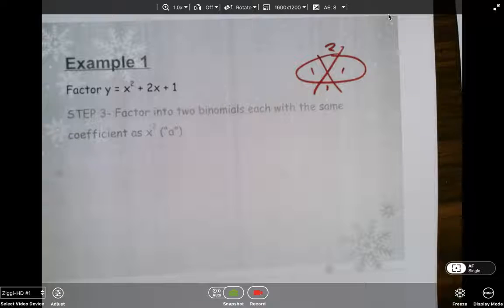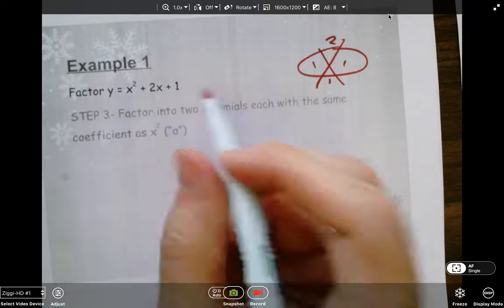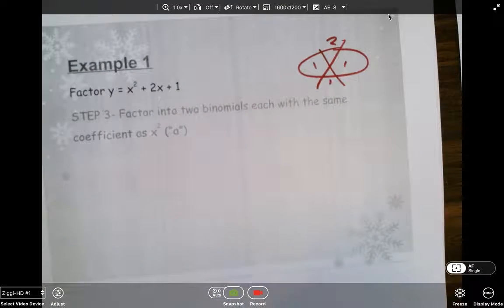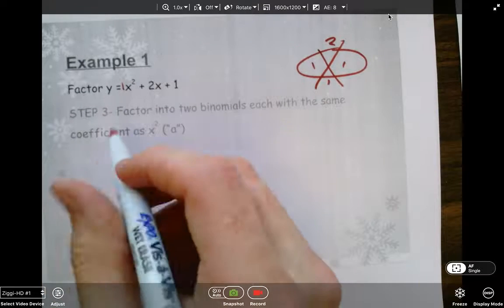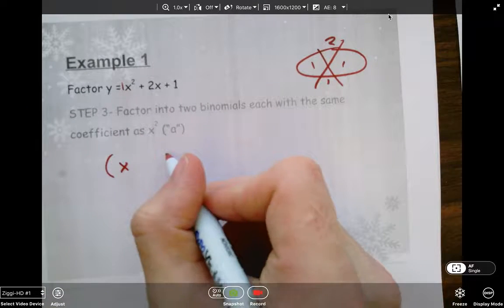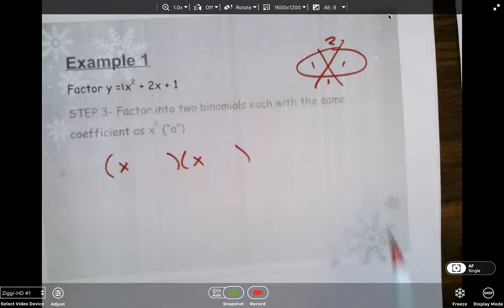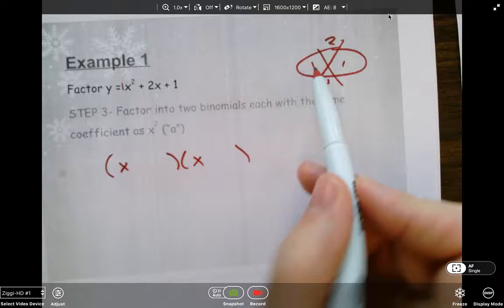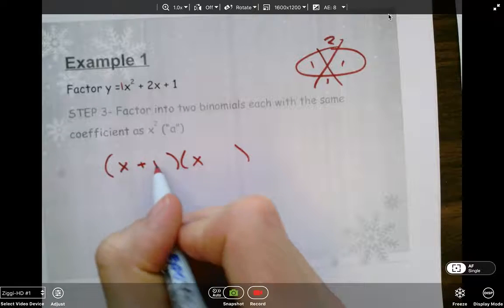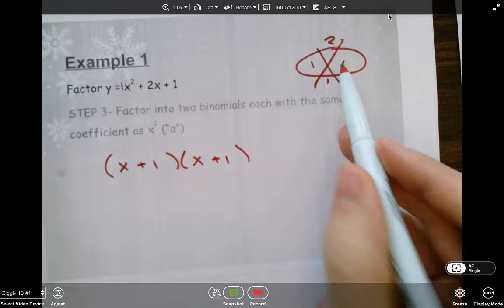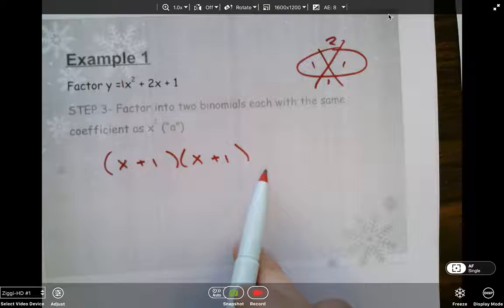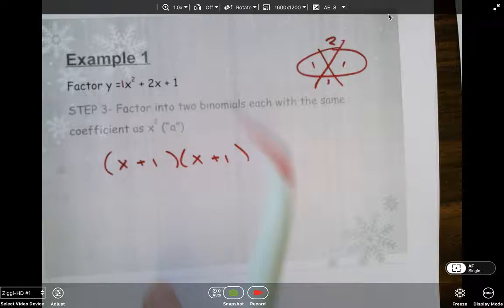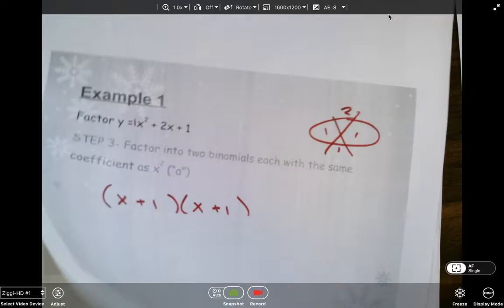Because now we're going to use those two numbers. We're going to rewrite our quadratic as binomials with the same coefficient as x squared. And if I look at that, my coefficient here is 1. So I'm going to write two binomials. And the other number that's going to go here, the second half of the binomial, is going to be whatever numbers we found. Okay, so that means x plus 1 and x plus 1 is going to be the factored version of x squared plus 2x plus 1.